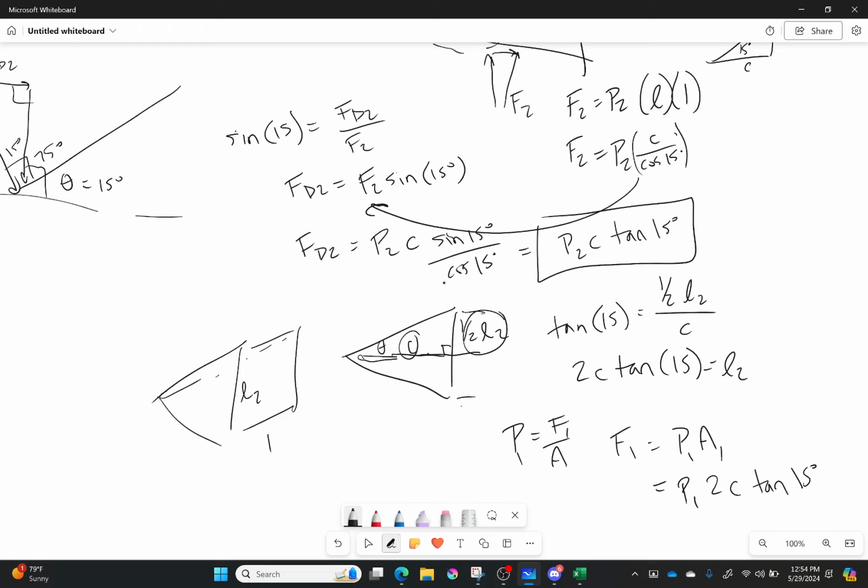You can already hopefully see a pattern forming here, right? I've got tan of 15, I've got tan of 15. I've got C, I've got C. I've got 2 in one case, I've got 1 in the other.